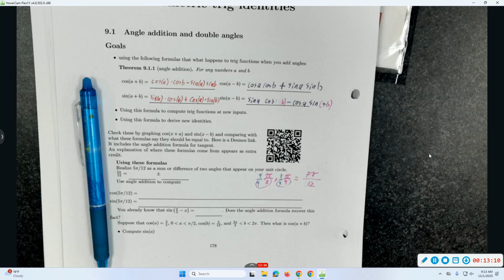Give me another guess. Give me another two candidates that might result in a 12 in the denominator. And I guess I want one of them to be a little bit smaller. I hear a pi over 2 and a pi over 6. Let's try it.